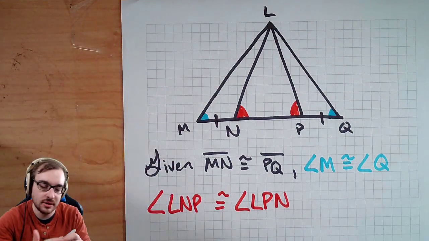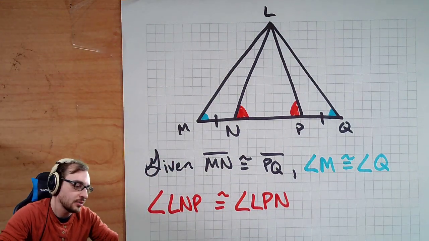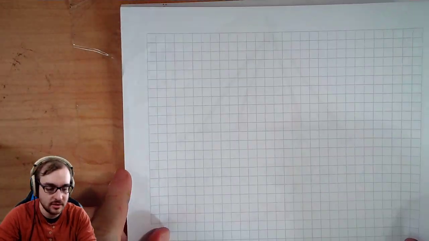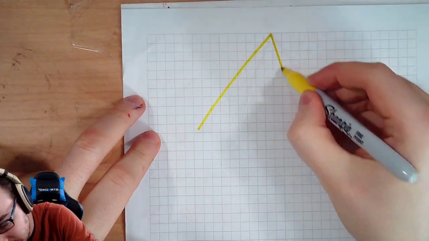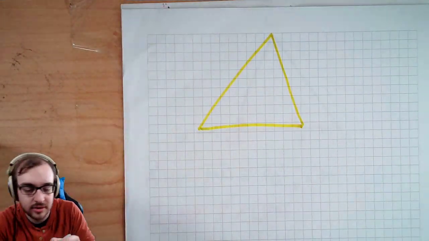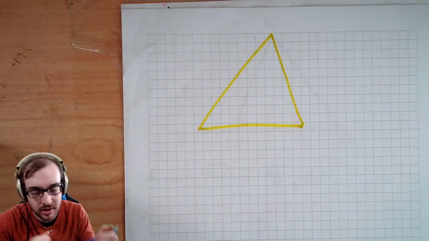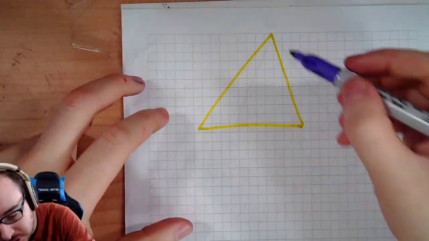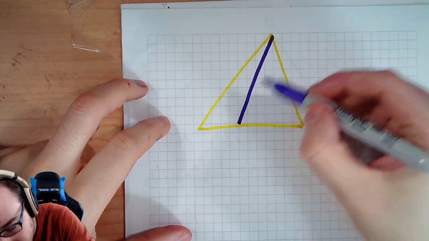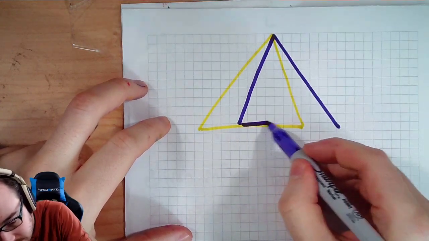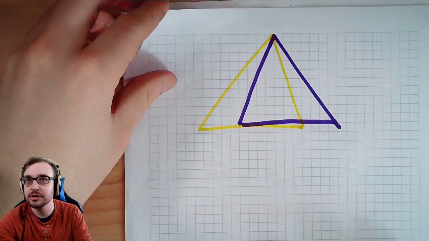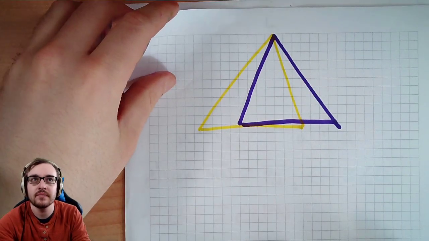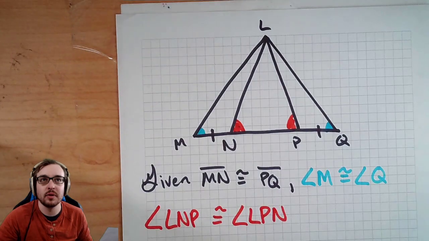MLP. Okay, so I'm going to trace. It's my last piece of graph paper. Gotta go back and get some. So LMP is this triangle. We want to prove this triangle congruent to triangle QLN, which is this. Those 2 triangles, the 2 medium triangles that I pointed out earlier, right? That's what we want to prove congruent.